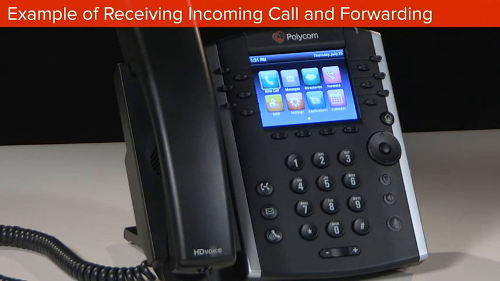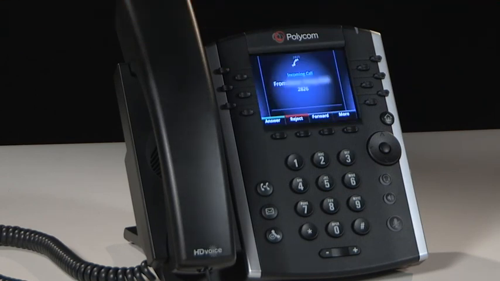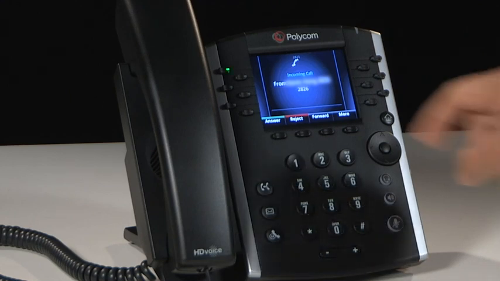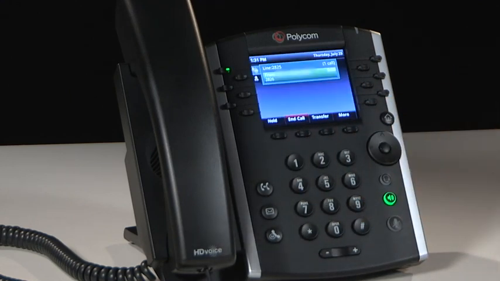Here are the steps of receiving an incoming call and forwarding this to another extension. When the VVX 400 is ringing, just simply tap on the answer key to receive the call on speaker, or pick up the handset and now place on hold and select forward.